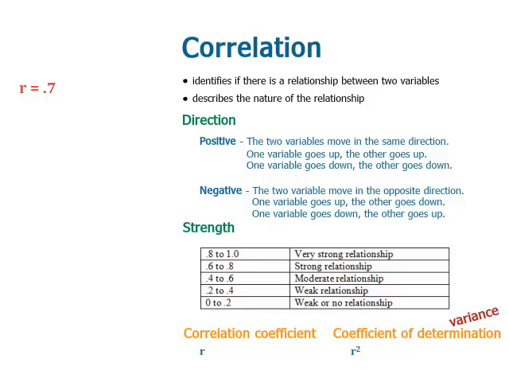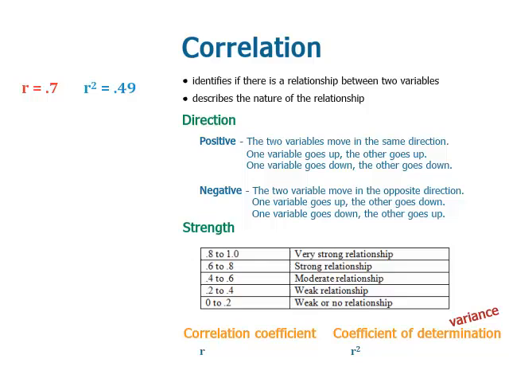Now, what the coefficient of determination does is it lets you know how much variance in the relationship can be explained by the relationship. So let's do some examples. All right, our R is 0.7. Because of that, we know that it's a strong positive relationship. We multiply 7 times 7 and we get 0.49.